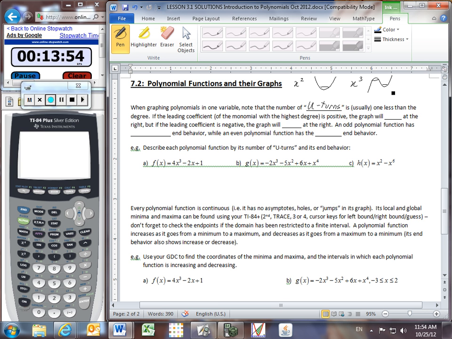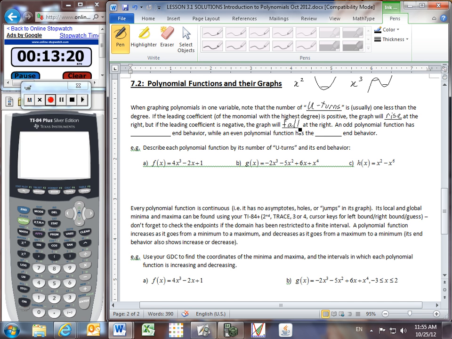If the leading coefficient, and the leading coefficient is the number in front of the monomial with the highest degree, if the leading coefficient is positive, then the graph will rise at the right. But if the leading coefficient is negative, then the graph will fall at the right, as we're moving from the left to the right. As we're looking in the positive infinity direction, the leading coefficient tells you whether the graph will rise or fall.